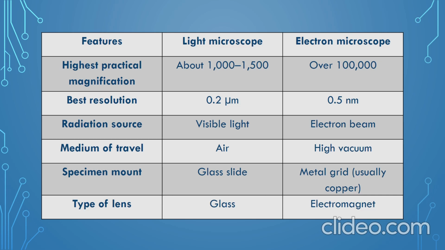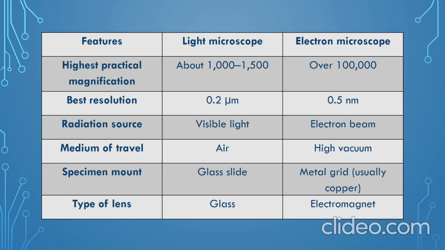The features are: highest practical magnification is 1000 to 1500 times in the light microscope, whereas it is about 1 lakh times in the electron microscope. The best resolution obtained in light microscope is 0.2 micrometer, whereas in electron microscope it is 0.5 nanometer. The radiation source is light here and electron beam in electron microscopy. For the medium of travel, light microscope uses air, whereas in electron microscope high vacuum is the medium of travel for the electrons. The specimen mount should be on a glass slide, whereas in electron microscopy it should be on a metal grid, usually copper. Types of lens: here it is glass and there it is electromagnet.